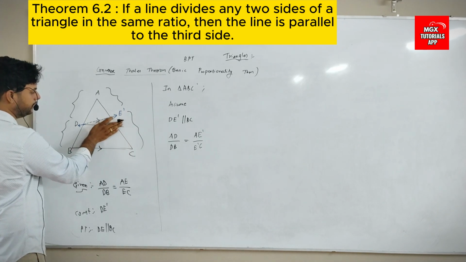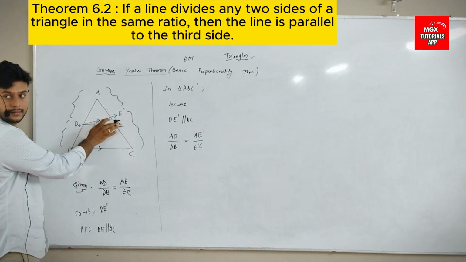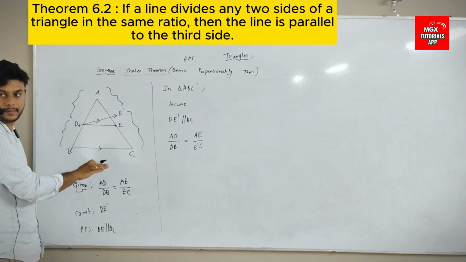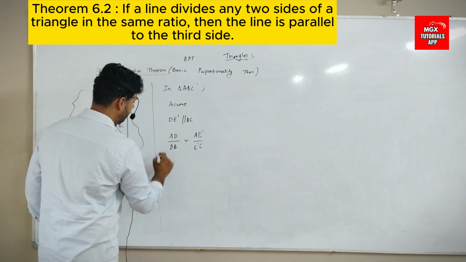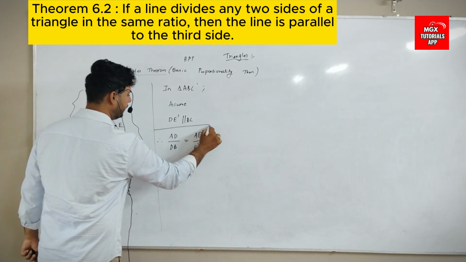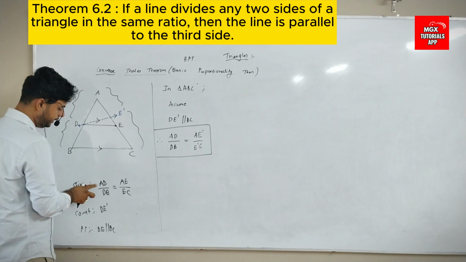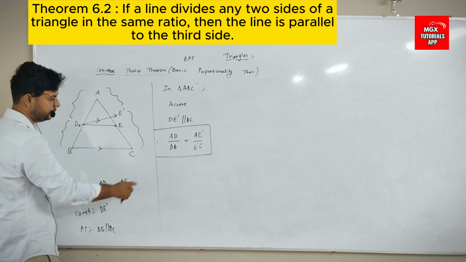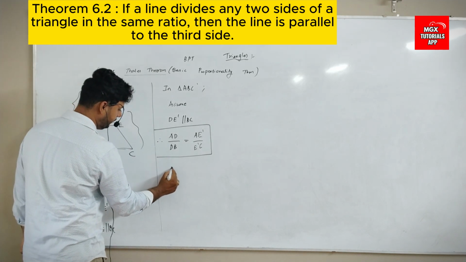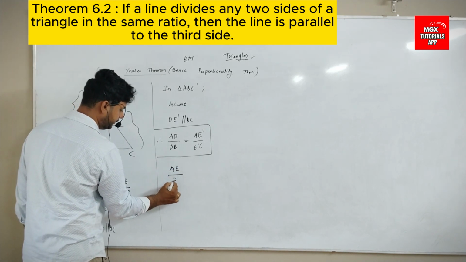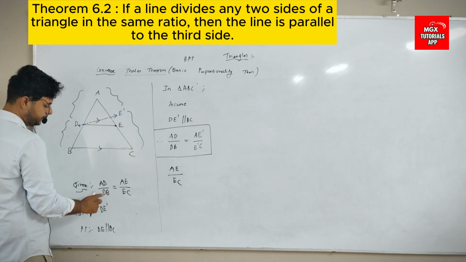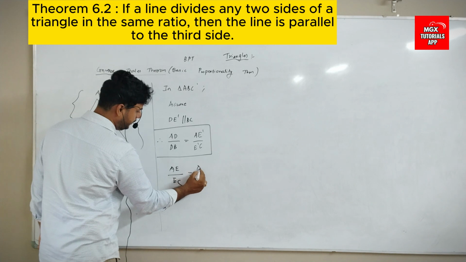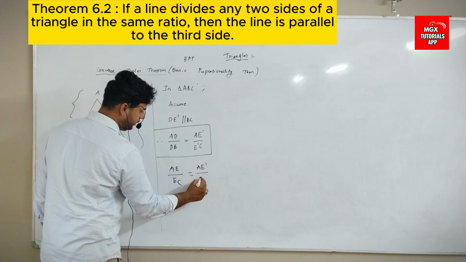Getting this? Why? Because DE dash is parallel to BC. Next, after getting this, we know that AD by DB is equal to AE by EC. So can I convert AD by DB as AE by EC? AD by DB means AE by EC. AE by EC is equal to what? AE dash by E dash C.